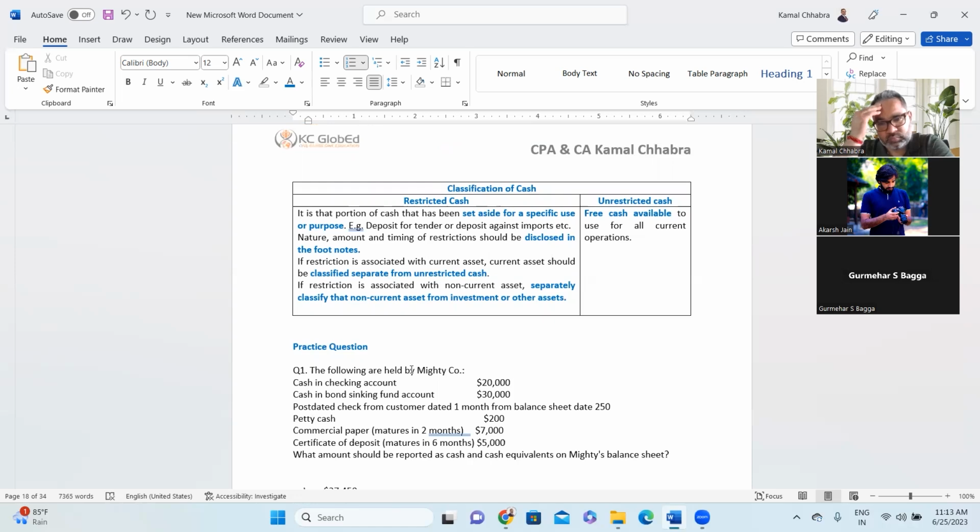So basically it means that we have set aside some cash for specific use only, or created a reserve in our balance sheet, and it would be used for that particular thing for which the reserve has been created.